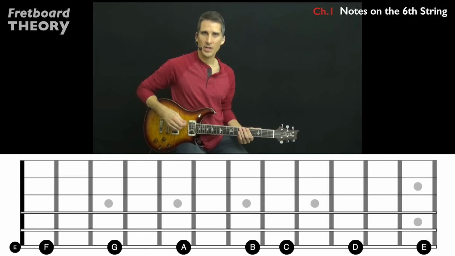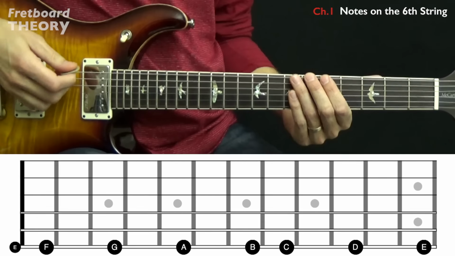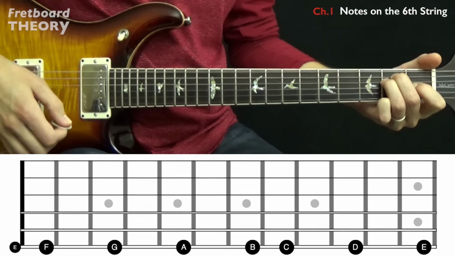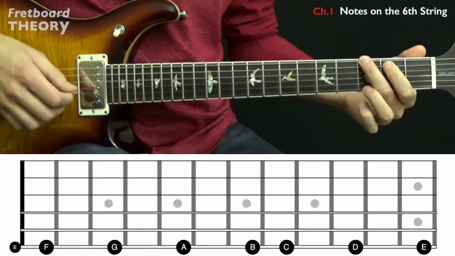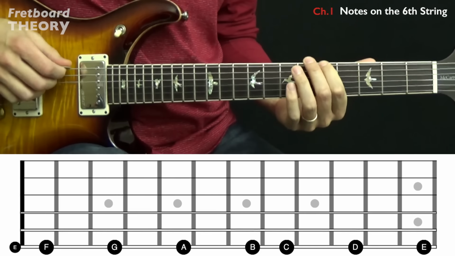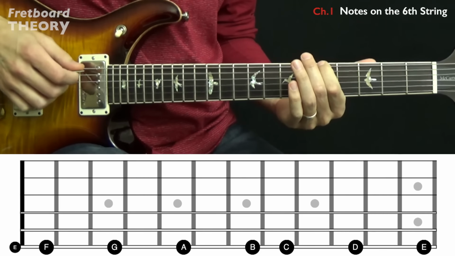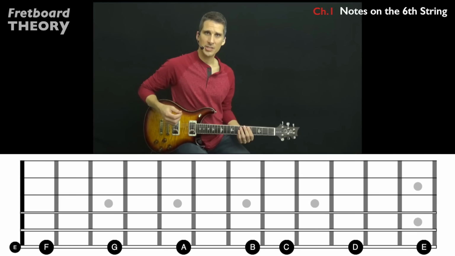Let's review the notes we have covered on string 6 so far. E, F, G, and A. Now let's continue with the notes past the fifth fret.